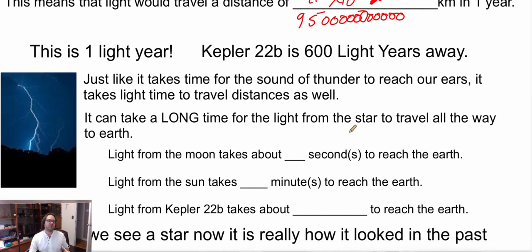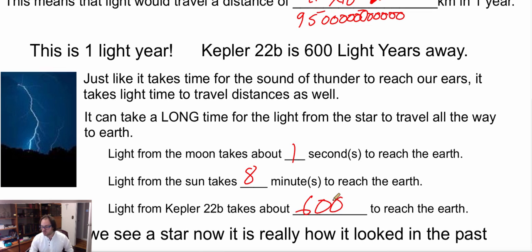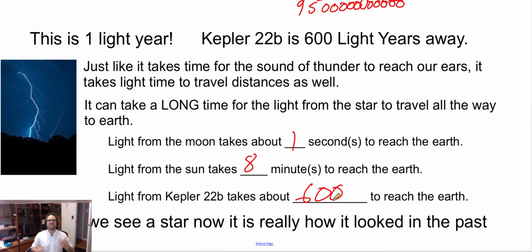So here's an example of something more within our realm. Light from the moon takes approximately only 1 second to reach Earth. Light from the sun takes actually 8 minutes to reach Earth. So every time we look at the sun, I don't advise you to do so, what we see actually happened 8 minutes ago. So anytime we look at the star Kepler 22b, what we're seeing is from 600 years ago. So that is why a lot of people say that when we are seeing stars, we're actually looking deep into the past.